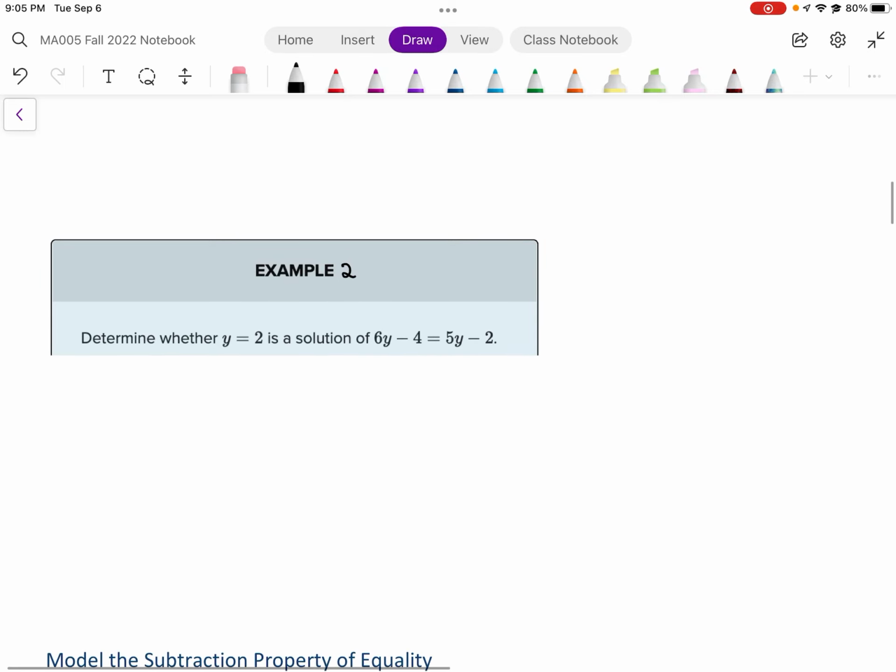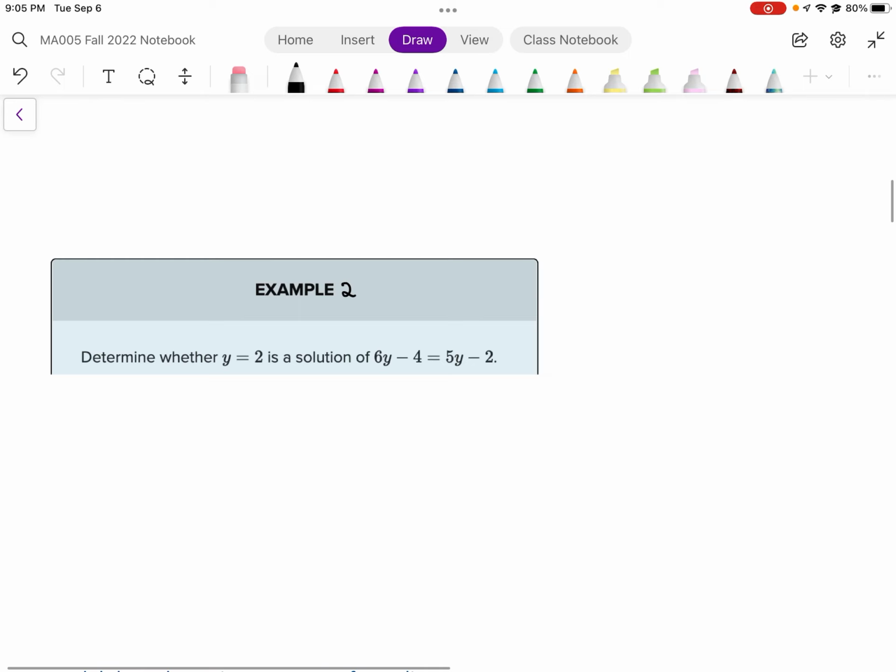Okay, so we're supposed to determine whether y equals 2 is a solution, so we need to put this y equals 2 in every time we see a y. So I'm going to say 6 times, I'm going to put a blank there, minus 4 equals 5 times, and instead of y I'm going to put a blank, minus 2. So I rewrote the equation with parentheses and an empty spot, and that empty spot is where I'm going to put this 2 to see if it makes the equation true.